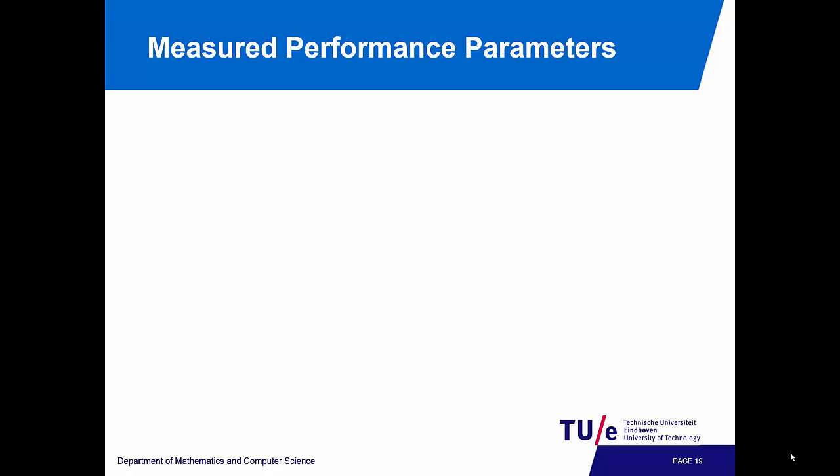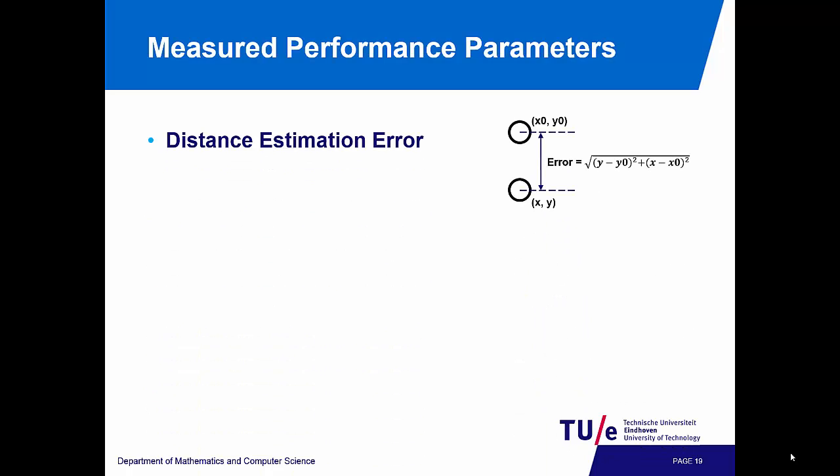Before discussing the simulation results, let us look at the parameters used. First is the error caused due to distance estimation and is calculated as mean squared error. That can be seen in the diagram on the right, where x, y is the estimated coordinate obtained from the experiments and x0, y0 is the actual coordinate of the node.